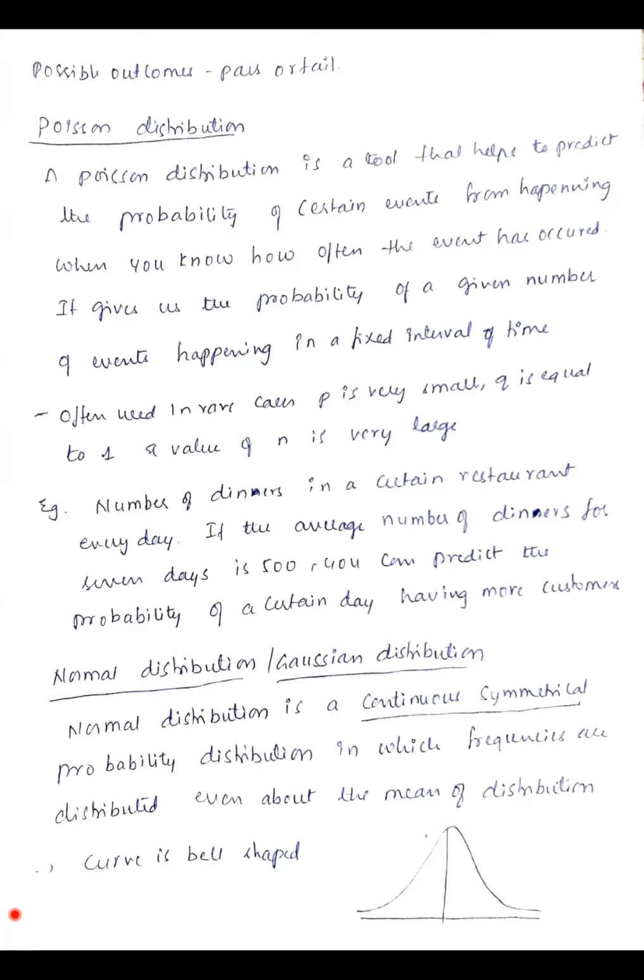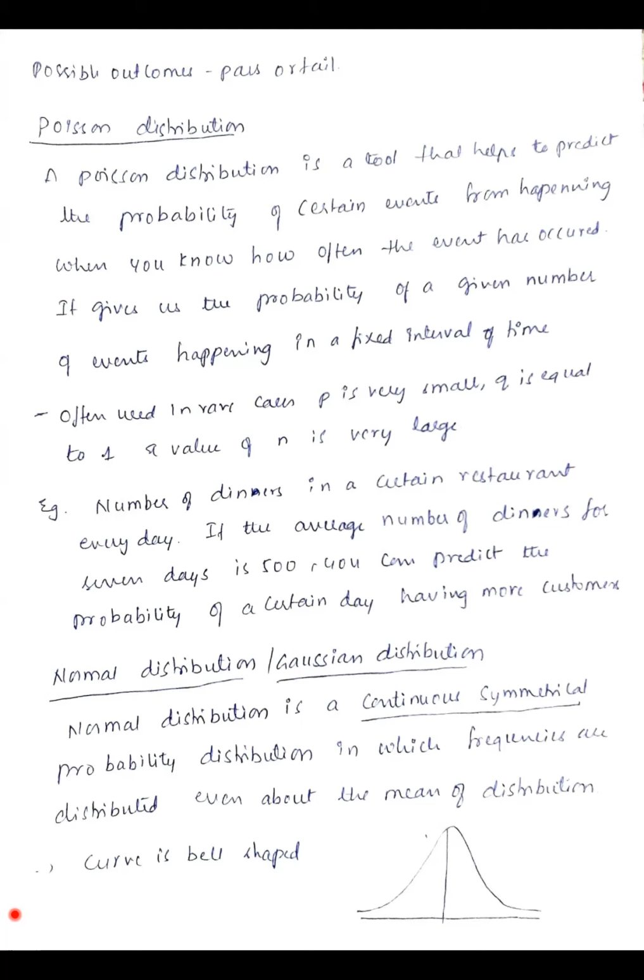An example is the number of diners in a certain restaurant every day. If the average number of diners for 7 days is 500, now you can predict the probability of a certain day having more customers. That means certain events happening when you know how often the event has occurred, and in that case you can predict the probability. That is known as the Poisson distribution.